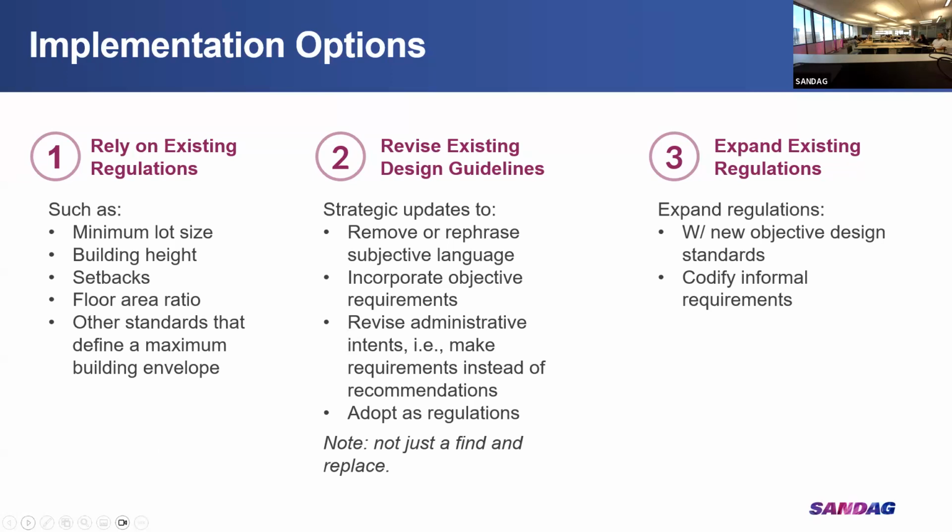But you can look at removing and rephrasing language and incorporating new requirements and also adopting as regulations, because sometimes design guidelines have not been adopted in such a way that they have that enforceability that we're looking for here. And then I think what we are seeing more often is creating new objective design standards or expanding existing regulations. So creating a new package, be it as standalone design standards that then get referenced in your code, or they can be adopted through adoption with a specific plan or a master plan or another area plan.